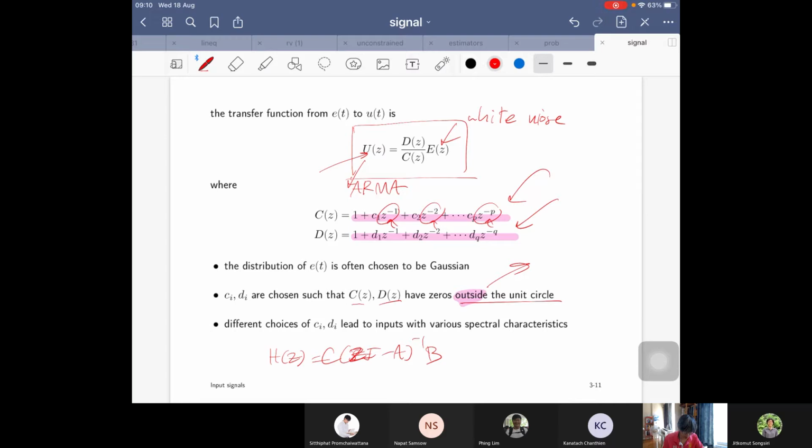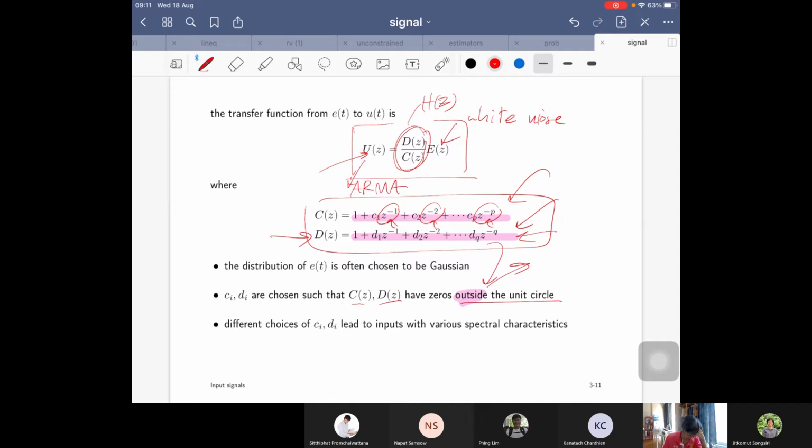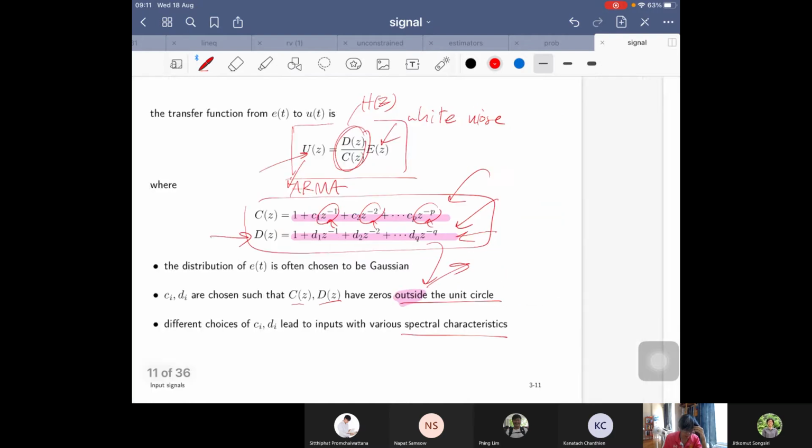So when you talk about whether the transfer function is stable, from the control system point of view, the poles of your transfer function have to lie inside the unit circle. But it's just the way we express the matrix polynomial here, so we say the roots lie outside the unit circle. So try not to be confused. Okay. So different choices of C and D give you different spectral characteristics.